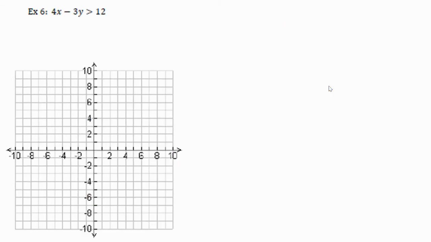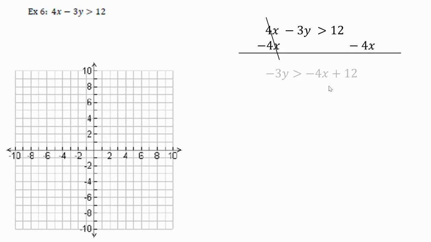Example number 6, we cannot graph this yet because the y is not by itself. And so we need to get the y by itself. So I've written down the inequality, and I'm going to solve it the same way that we have all the way back since Unit 1. I'm going to subtract 4x from both sides. Then I'm going to divide all parts by negative 3.